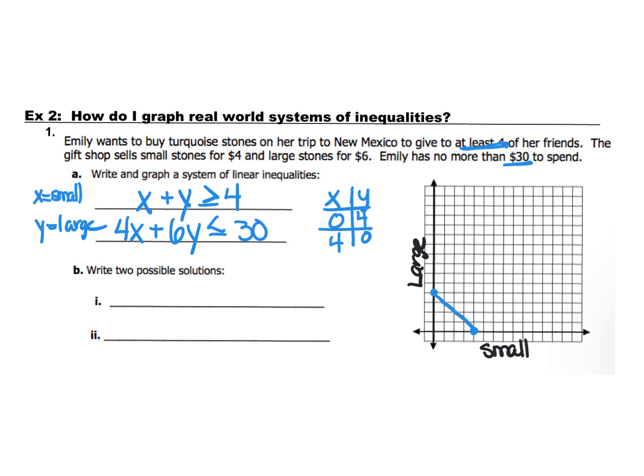And now let's test the point. I'm going to plug in the 0, 0, so we're plugging in this point right here. Is 0 greater than or equal to 4? Well, no, so we know that we have to shade in the opposite direction. So we're going to be shading going this direction right here.